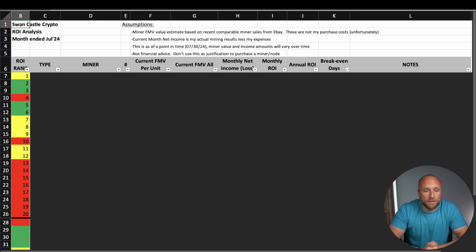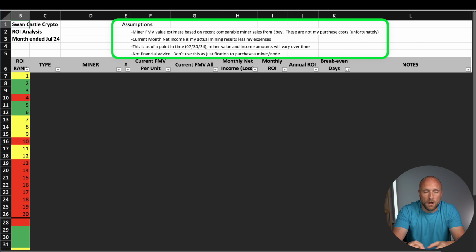Next, let's take a quick look at the ROI, or return on investment, analysis I put together for each of these miners. For those of you who aren't familiar, an ROI, sometimes known as a break-even analysis, compares the current cost of a miner or node versus its profitability to determine how many days it would take to break even. We'll start off with the assumptions I'm making here so we can level set.